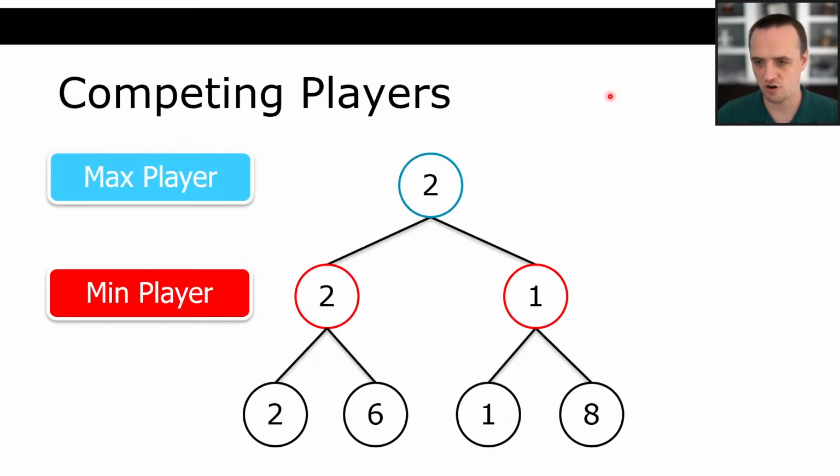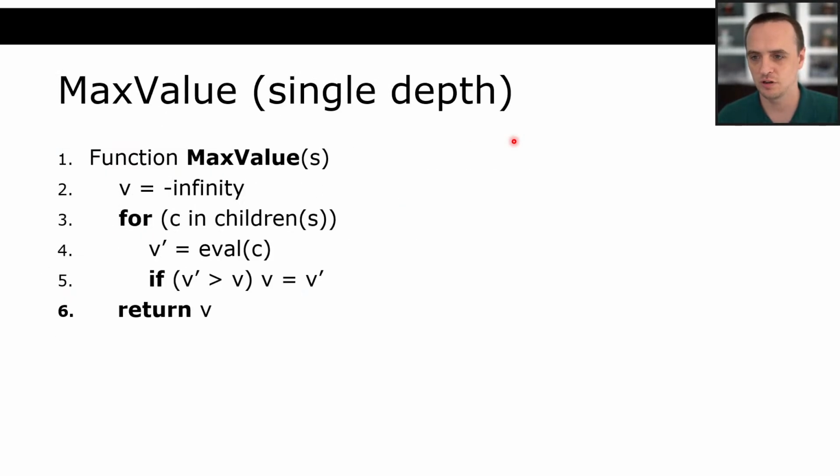Okay, let's try and put what we just did into an algorithm. So what we just did was we said, okay, I'm trying to maximize something, right? But I'm trying to maximize the result of a minimize from the opponent. So at some point, we're going to have a minimizing function and we're going to have a maximizing function. Okay, so here's what that will look like.